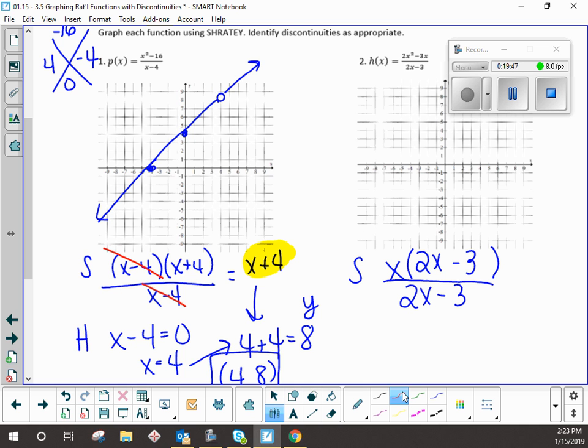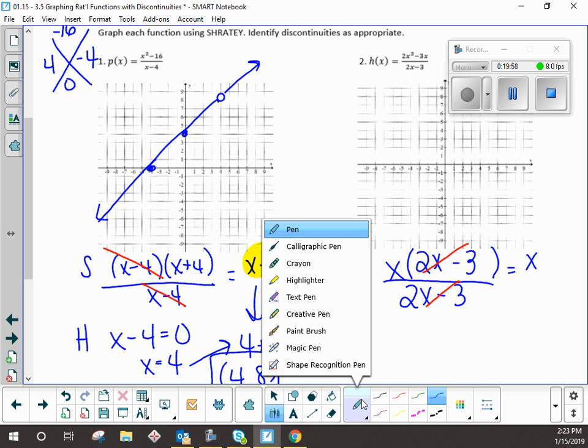So what's canceling out here? 2x minus 3. What does that leave me with? Okay. So this is now my new simplified equation.